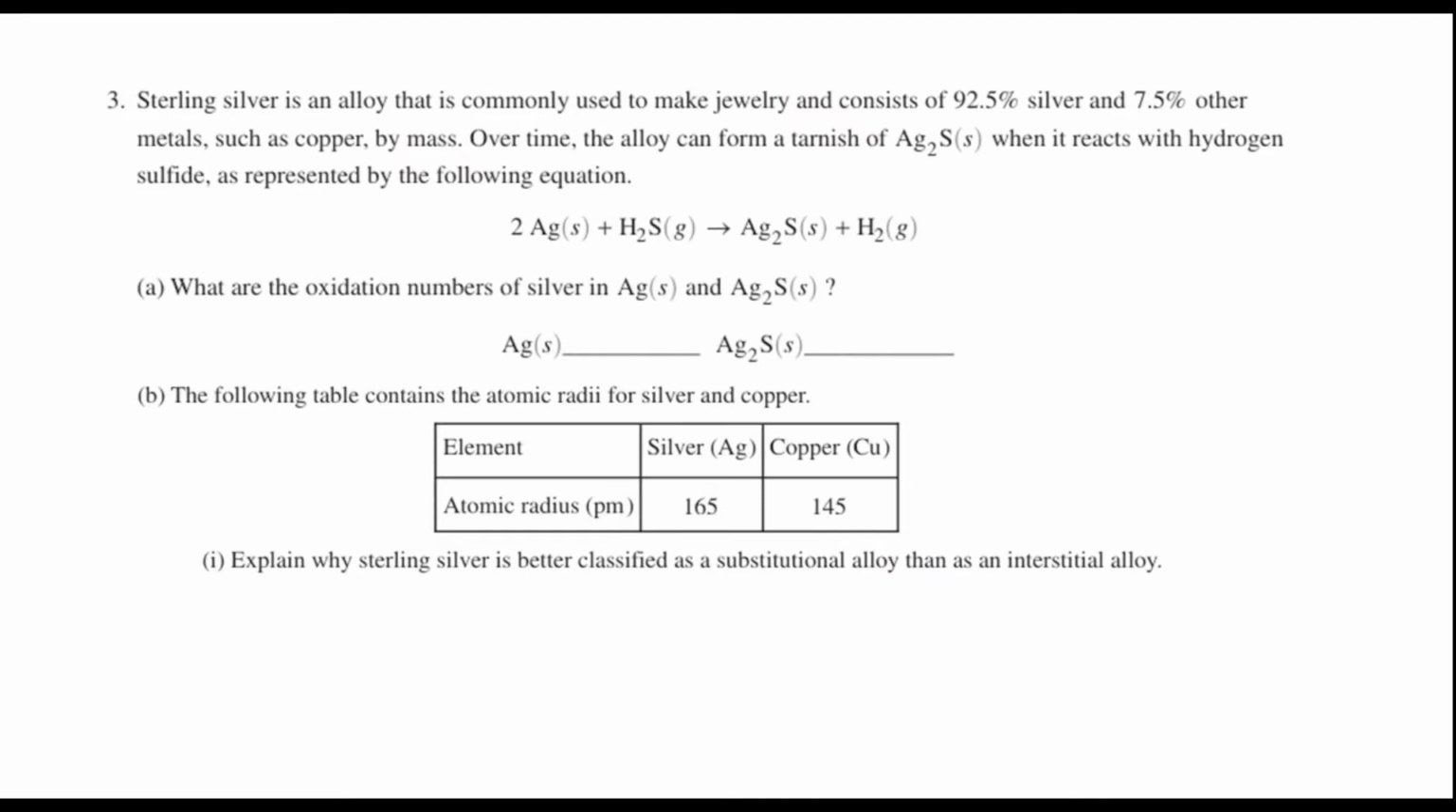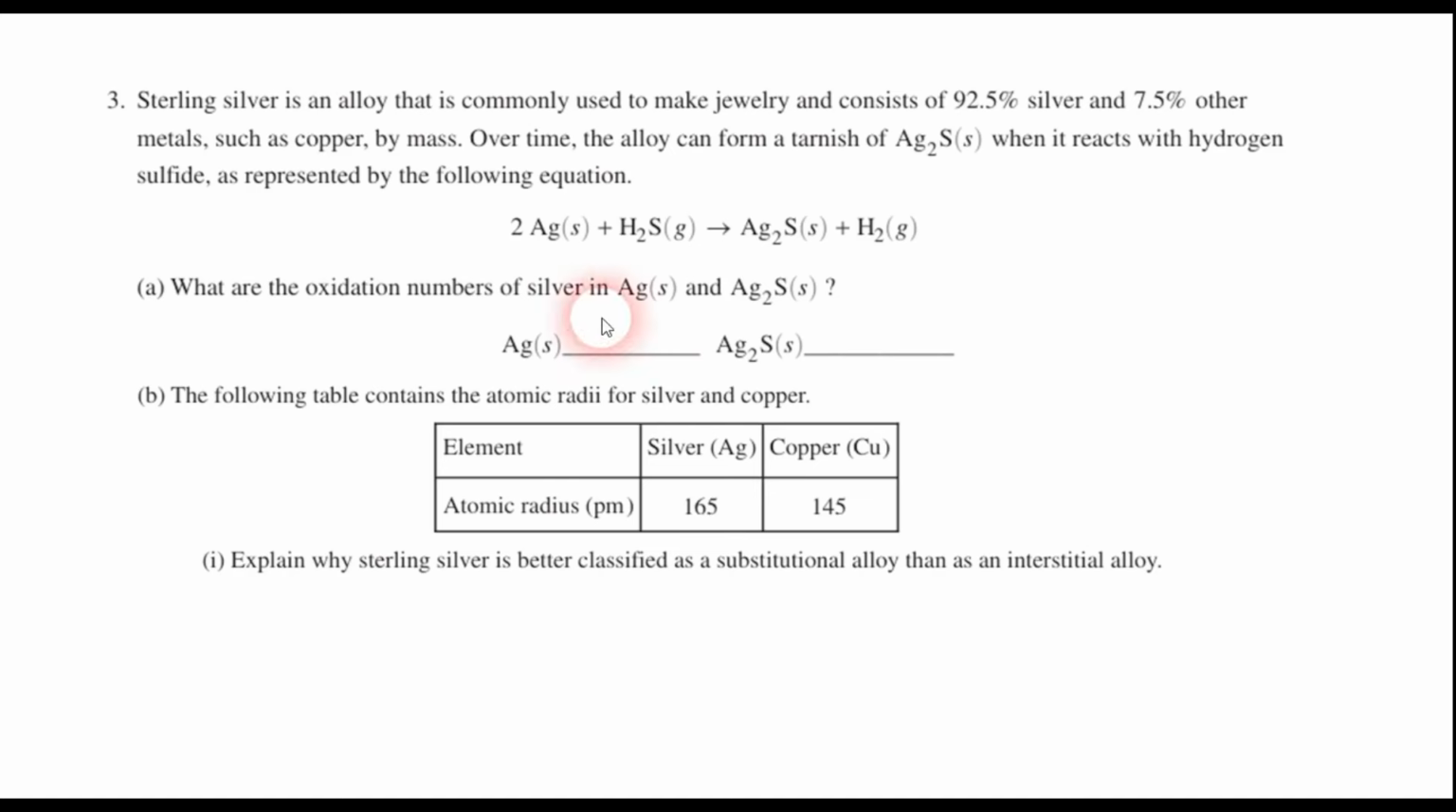Now, let's get started. FRQ question 3 is another long one. This is worth 10 points in the big scheme of your AP score. Sterling silver is an alloy that is commonly used to make jewelry and consists of 92.5% silver and 7.5% other metals such as copper by mass. Over time, the alloy can form a tarnish of silver sulfide when it reacts with hydrogen sulfide, as represented by this equation right here. Part A says, what are the oxidation numbers of silver in silver solid and silver sulfide solid?